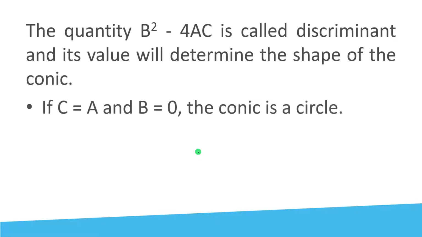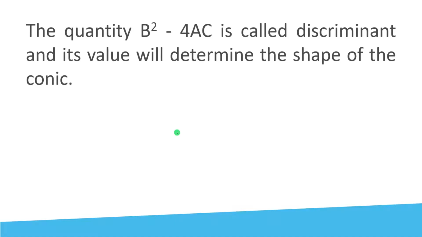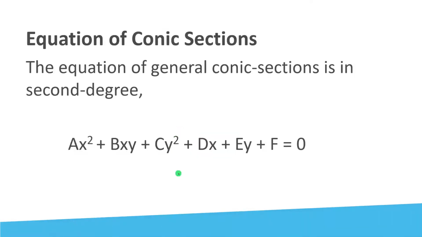So if c is equal to a and b is equal to 0, the conic is a circle. Going back to the general equation, if the coefficients of the x squared term and the y squared term are equal, and we don't have a value for b, the term that has xy, it is a circle.